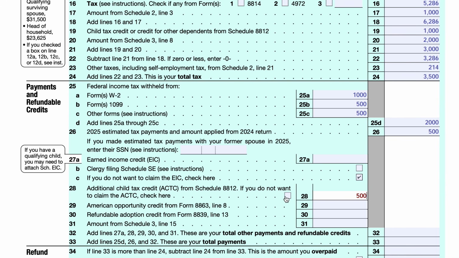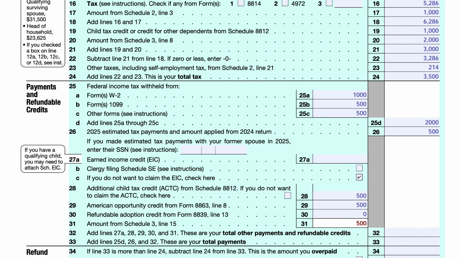The American Opportunity Credit, so the refundable portion is on line 8 of your Form 8863. We're going to put $500 for that. And then the refundable adoption credit, that's from IRS Form 8839, there is the refundable portion of the adoption credit. In this case, we did not adopt a child. And then Schedule 3, line 15, that contains any other refundable credits that were not listed here on the Form 1040.